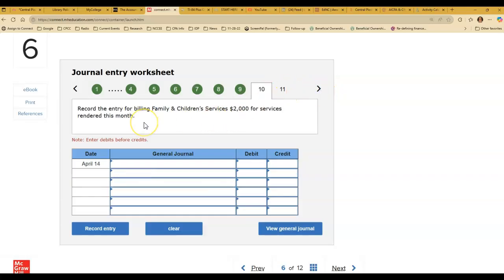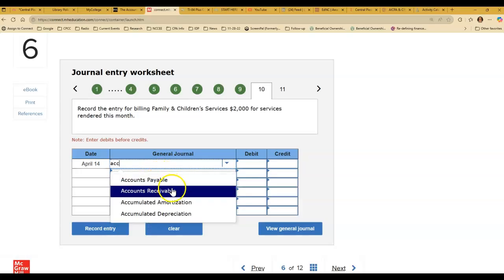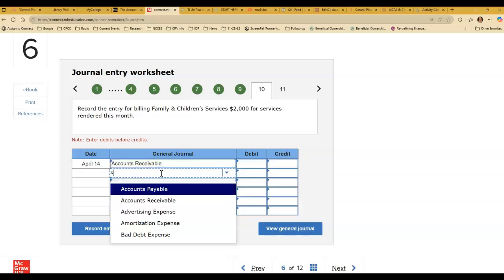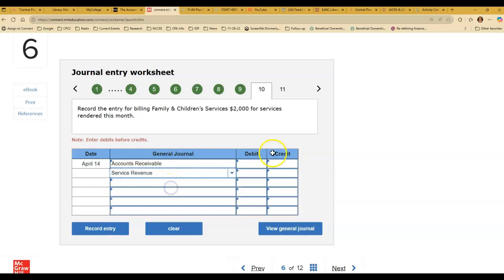All right, number 10. Record the entry for billing family and children's services $2,000 for services rendered this month. Good. There you go. All right, how we doing? We just invoiced family and children's services. You sent me out there, and I spent some time out there. How we doing? All right, number 11.